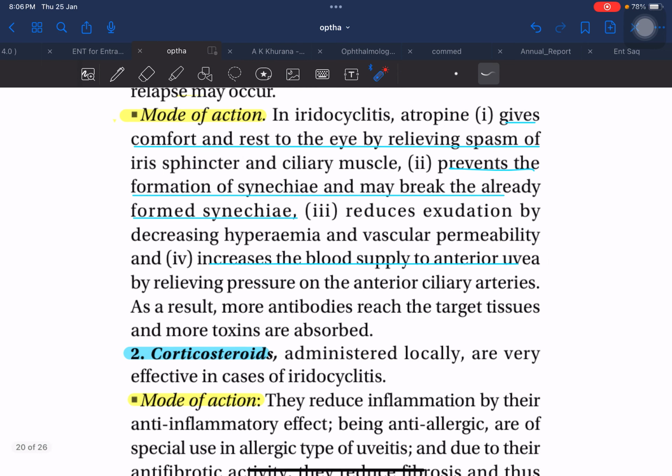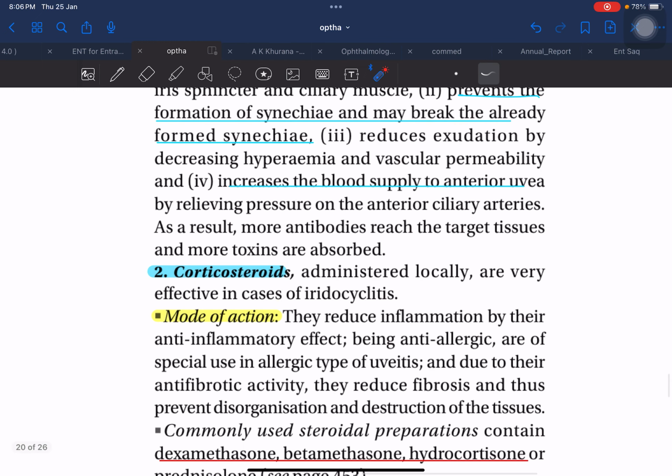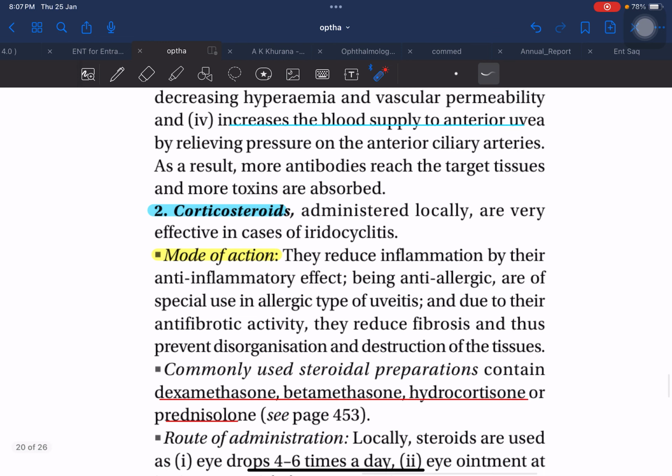Now in local therapy, we can give corticosteroid. Corticosteroids are effective in the case of iridocyclitis, and the corticosteroids that we give more often are dexamethasone, betamethasone, and hydrocortisone, along with prednisolone also. The mode of action is that it reduces inflammation by its anti-inflammatory, anti-allergic, and anti-fibrotic activities. So that is how the corticosteroid will relieve this condition.